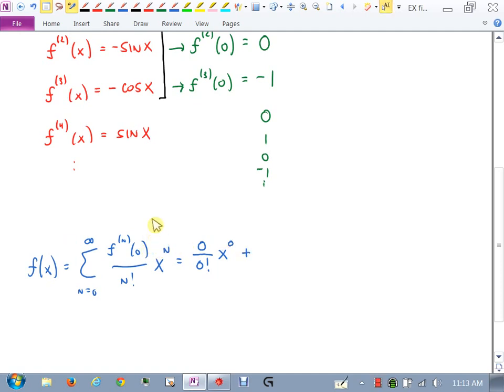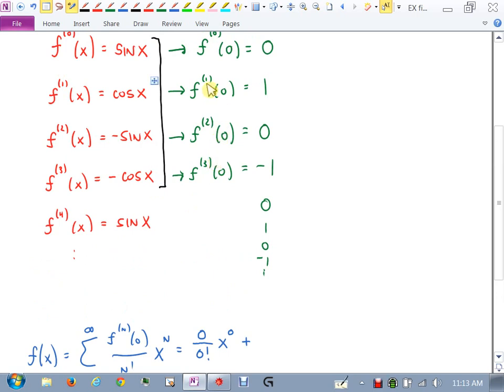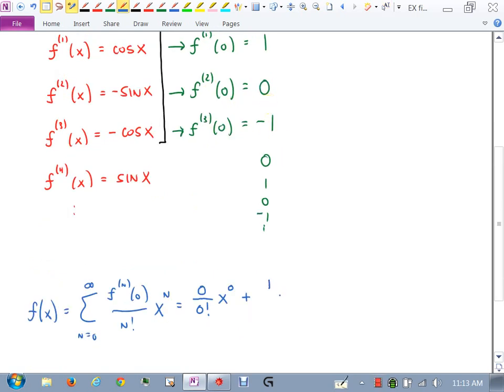All right, so what was the first derivative evaluated at 0? It was 1. So I get 1 over, and now the bottom is 1 factorial, and then x to the first power. Then we'll have, okay, what's the second derivative, right? We're at n equals 2 now. 0 over 2 factorial x to the second power. Then the next one will be -1 over 3 factorial, and then x to the third.